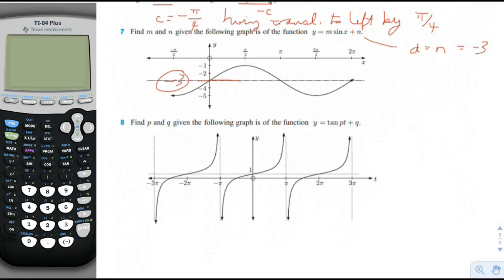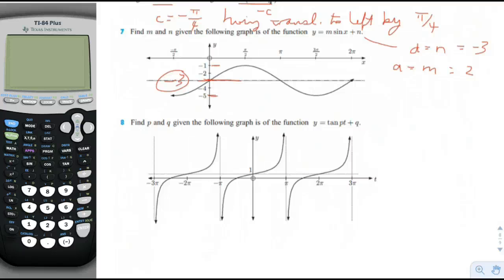What about m? M is the amplitude. Okay, so the amplitude is equal to m. And we can see from the drawing that from the mean line to the maximum, that's a difference of 2 units. And from the mean line to the minimum value, that's also a difference of 2 units. So it looks like our a value is 2. Okay, so that was pretty easy.